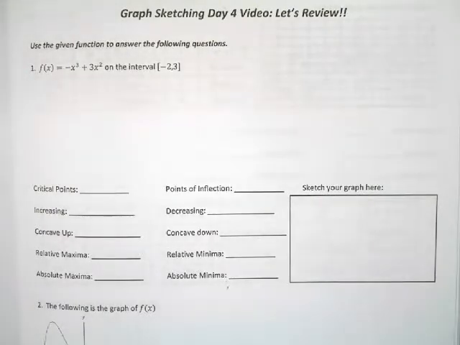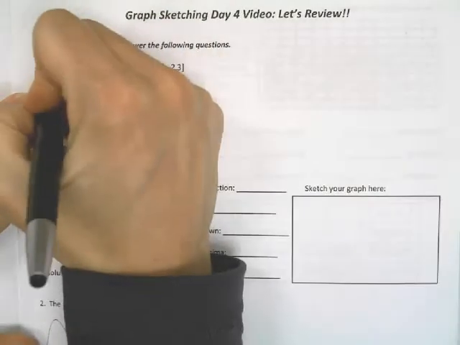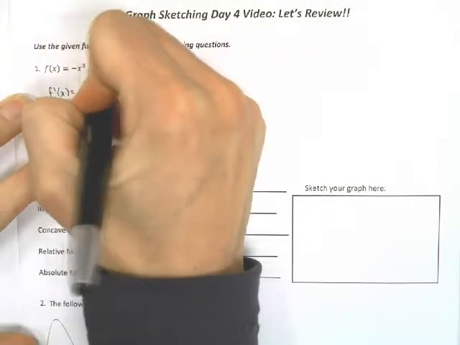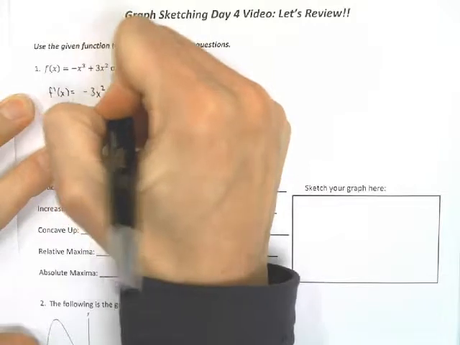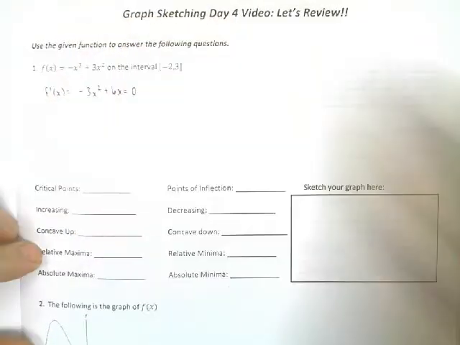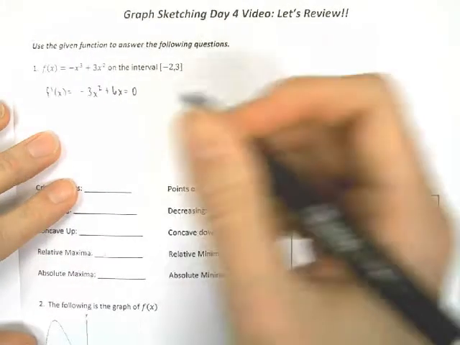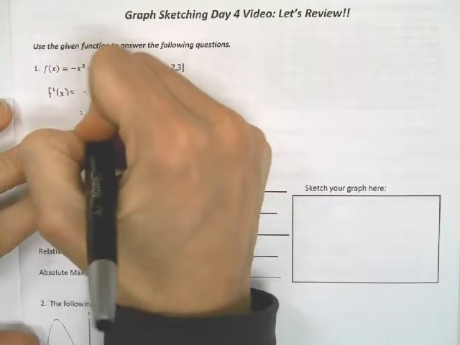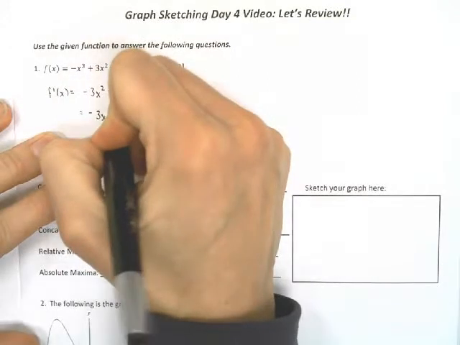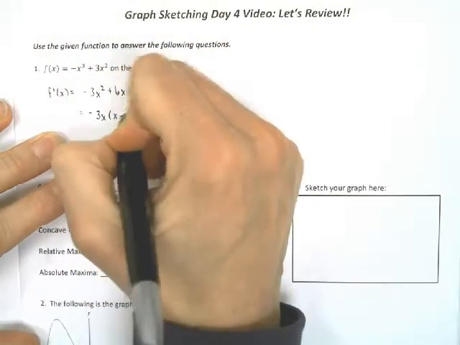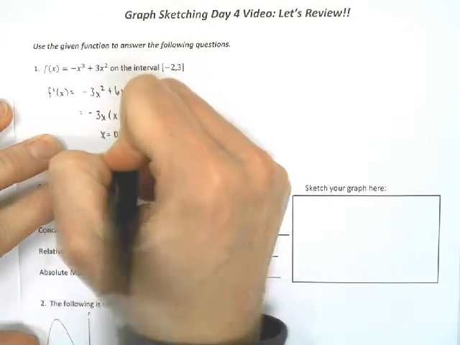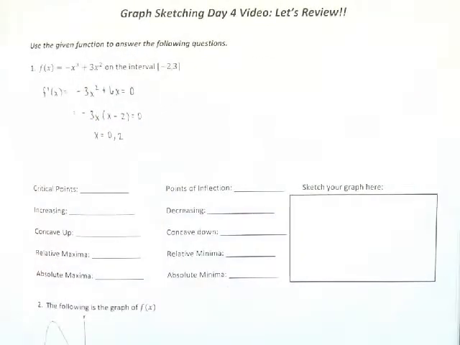So remember, we always start out the same way here. We're going to find our first derivative and find out where that's equal to 0. And that's going to give us the critical points. So let's see, did I do that right? Yes. Okay, so I'm going to factor out a negative 3x. So then I have x. Since this is positive, I have to have a minus 2 here. So it looks like my critical points are at x equals 0 and 2.